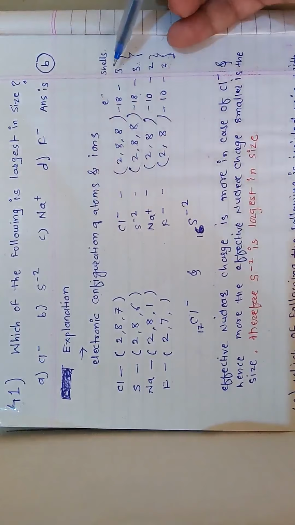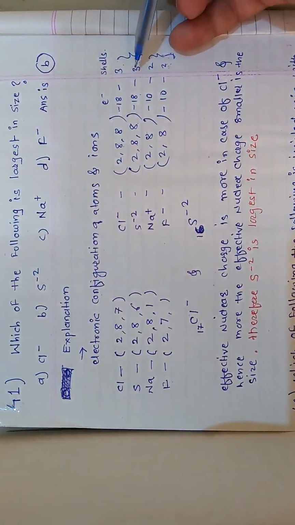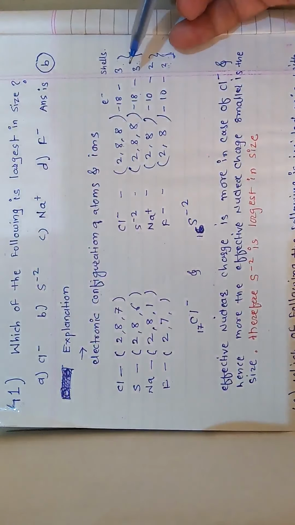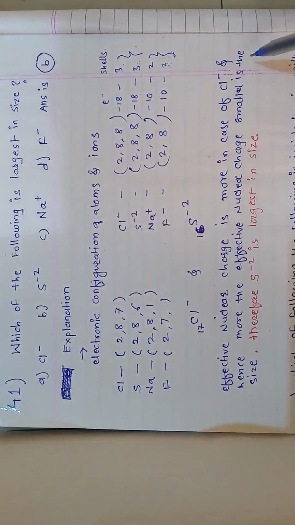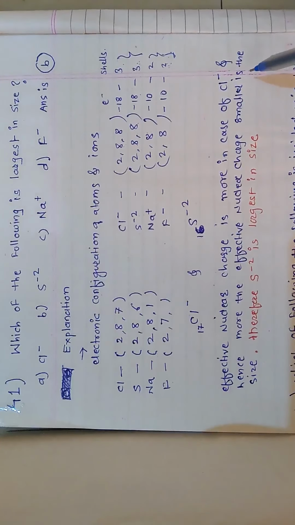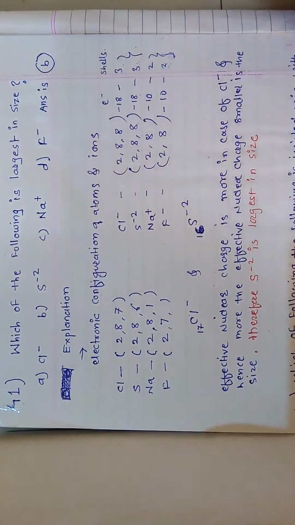Among the first two options, chlorine minus and sulfur 2 minus, chlorine minus having more effective nuclear charge, and hence more the effective nuclear charge, smaller is the size, and therefore sulfur 2 minus is largest in size.